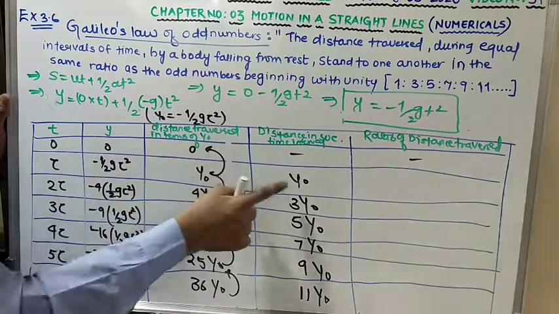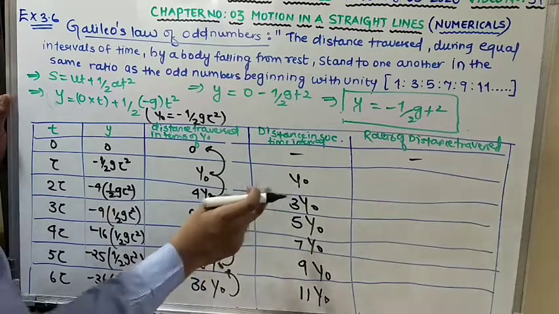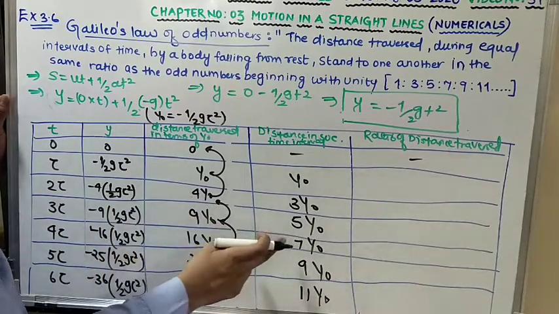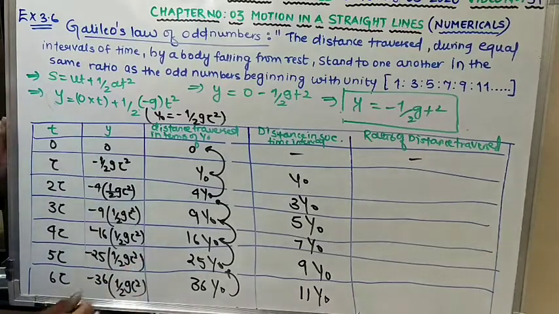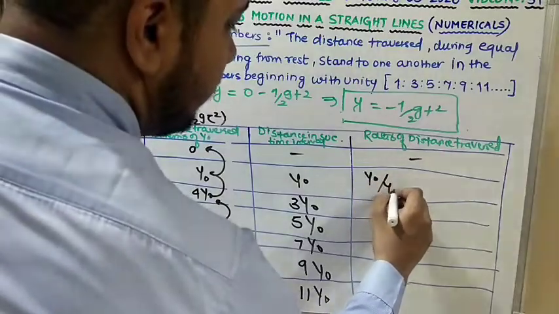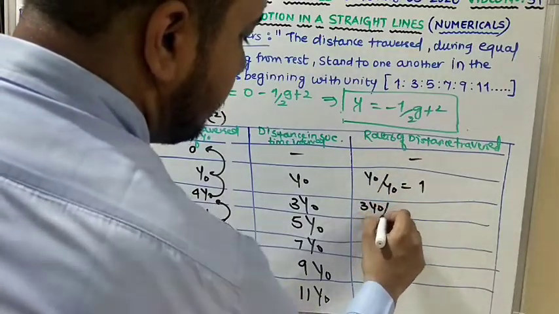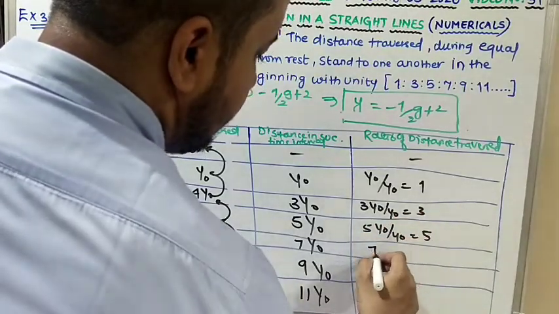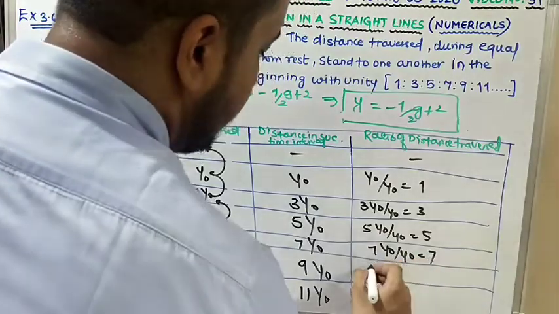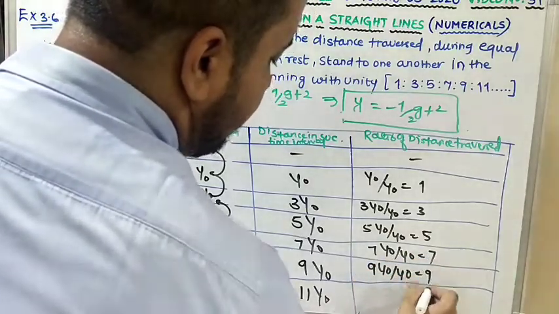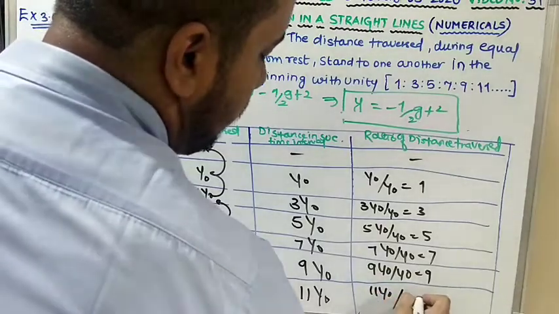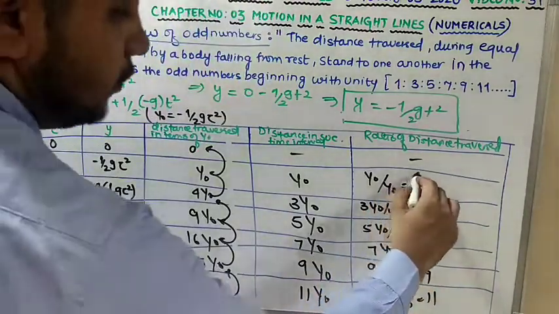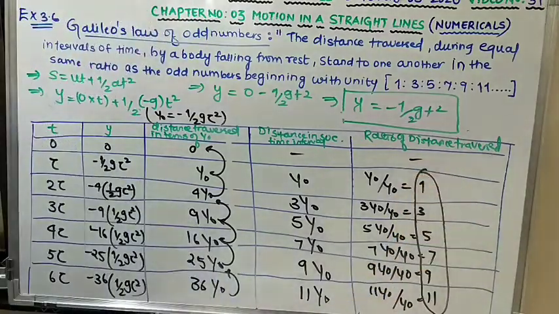Successive intervals: y naught minus 0, y naught; 4 y naught minus y naught, 3 y naught; 9 minus 4, 5; 16 minus 9, 7; 25 minus 16, 9; 36 minus 25, 11. Till this clear? The last stage is dividing by y naught. So y naught by y naught is equal to 1. 3 y naught by y naught is 3. 5 y naught by y naught is 5. 7 y naught by y naught is 7. 9 y naught by y naught is 9. And last, 11 y naught by y naught is 11. Till this clear? You are able to notice that the distance traveled is in odd multiples: 1, 3, 5, 7, 9, 11. This we have proved. Clear?